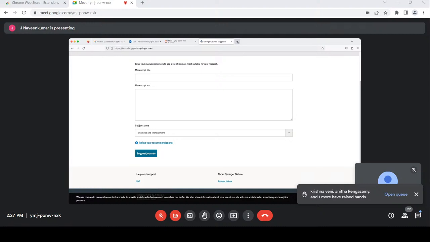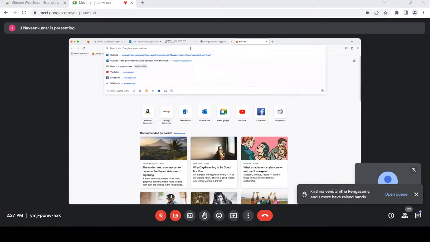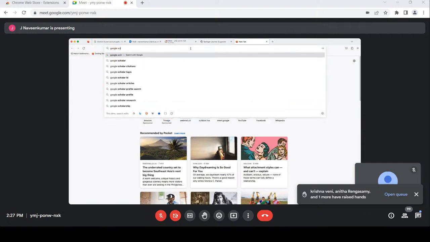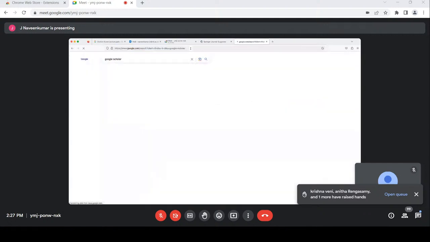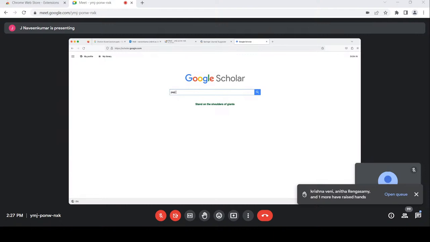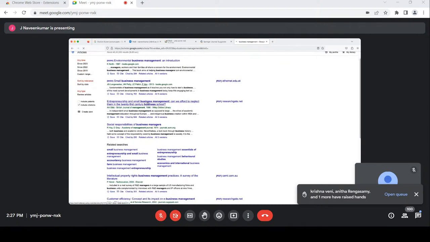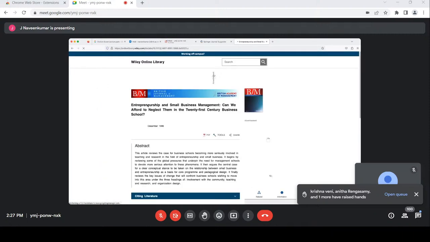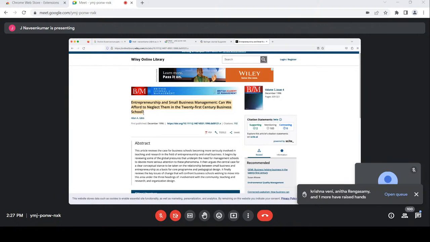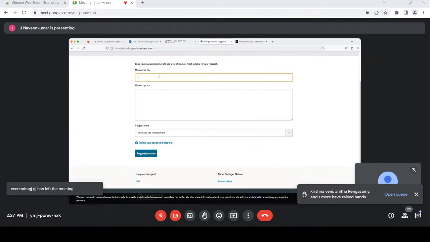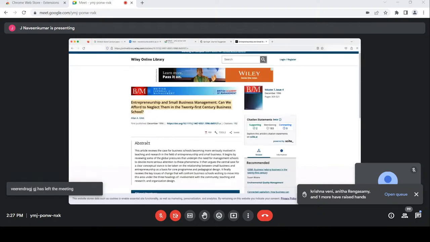So let me take an example. I'll go to another site which I normally use to look for papers. So let me go to Google Scholar. Now in Google Scholar, I'll type business management. Okay, so let's say that I got this particular paper. I hope it will open, yeah. So I'm copy pasting this particular title, okay. So let me take this title and paste it on the manuscript. I'm just showing you a sample.